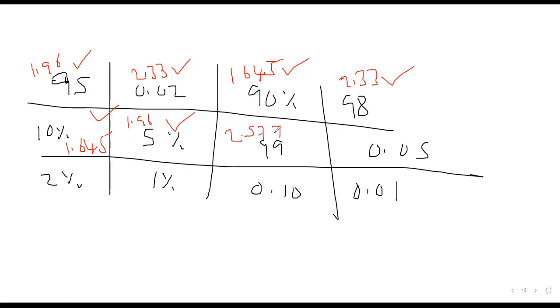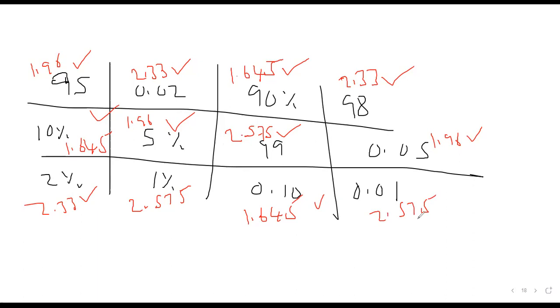2.58 or 2.575, yeah. The first one here, 0.05. 1.96, 1.96, about 2%. 2.33, about 1%. 2.575, about 0.10. 1.645, about 0.01. 2.7575. All right. So having known these, you need to master these ones.